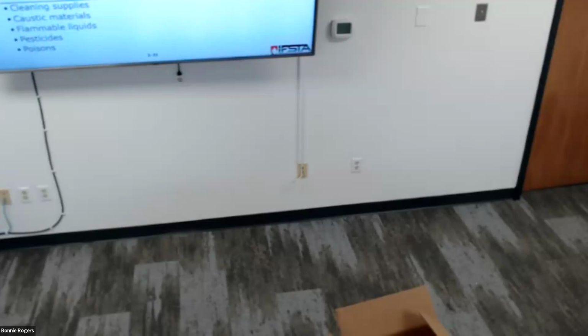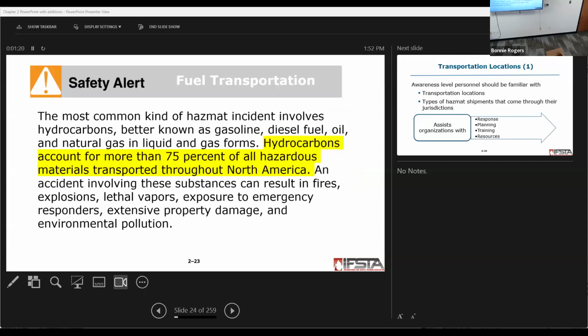I think we talked about it in the last chapter. What is the most common hazardous material? Flammable gases. Hydrocarbons: gasoline, diesel fuel, oil, natural gas, both liquid and gas. That's 75% of all hazardous materials transported throughout North America.